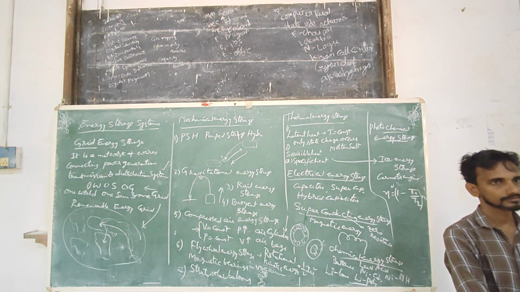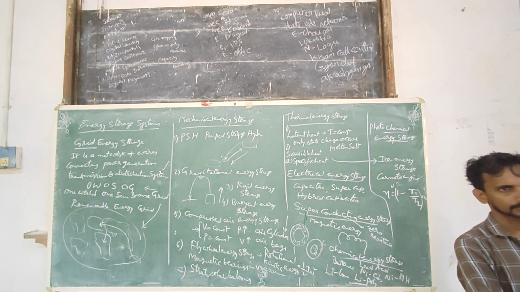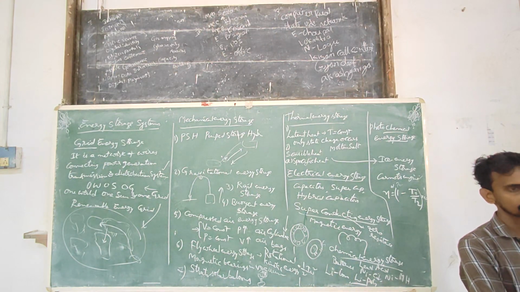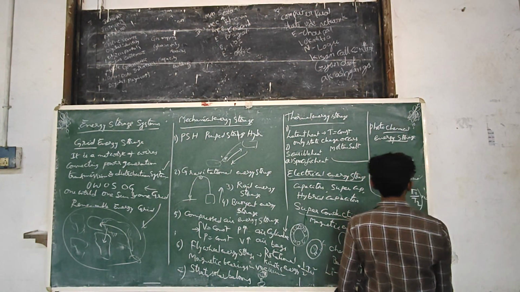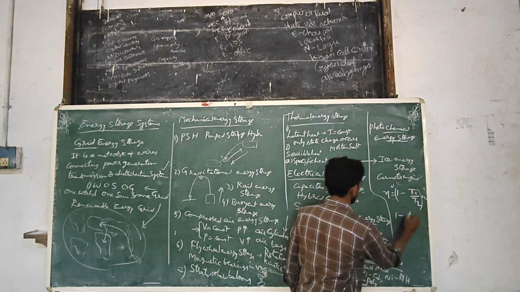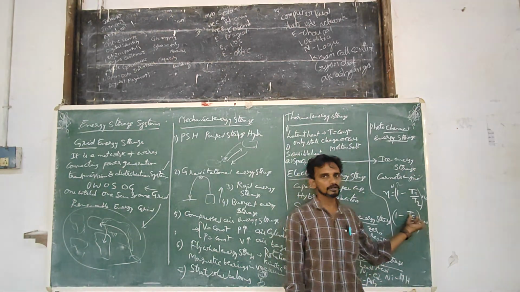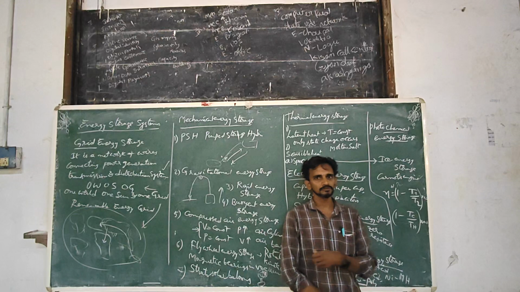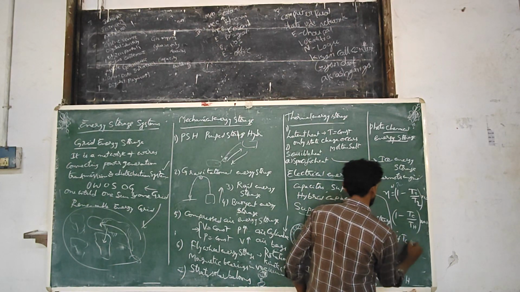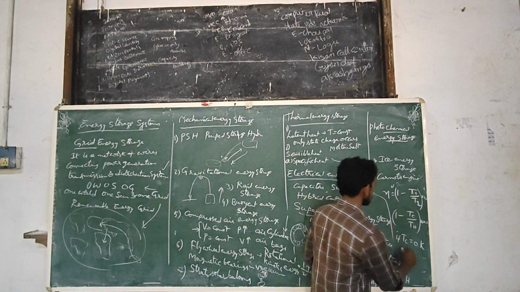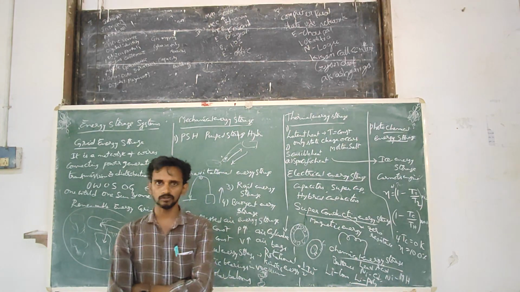One minus TC by TH. What is TH, what is TC? Cold reservoir. Okay, that's what it is: 1 minus T1 by T2. So what happens if the cold reservoir maintains a temperature of 0 kelvin? When it is 0 kelvin, efficiency is 100%. But we cannot reach 0 kelvin.